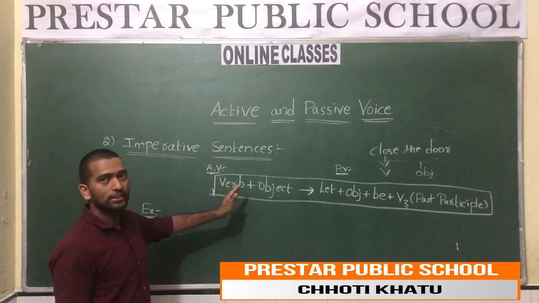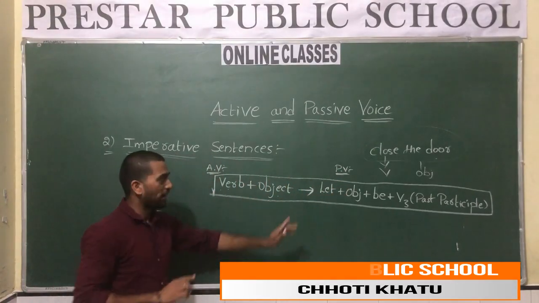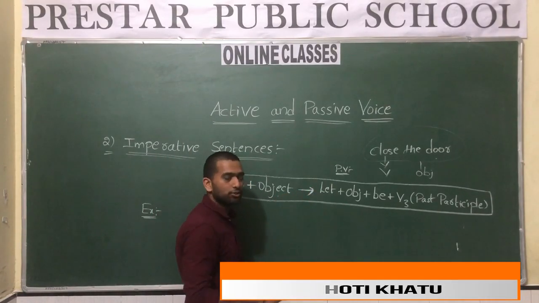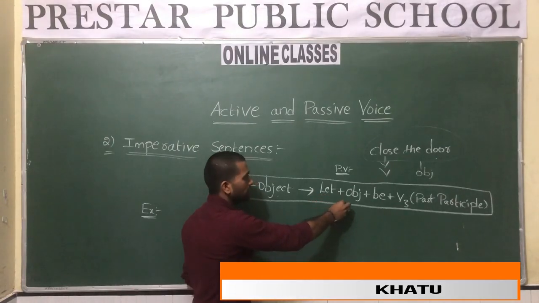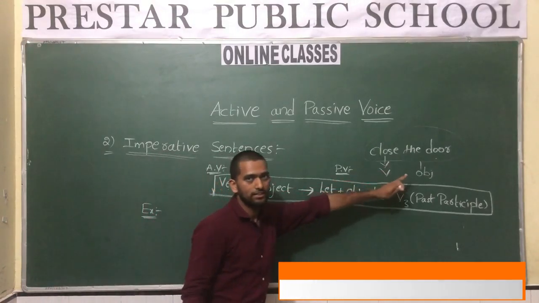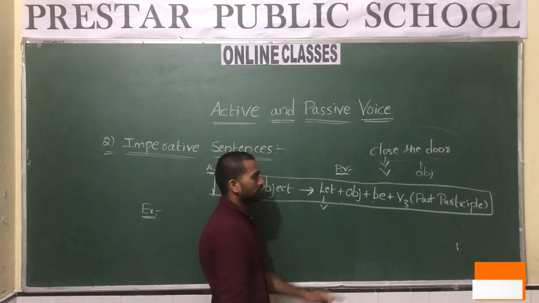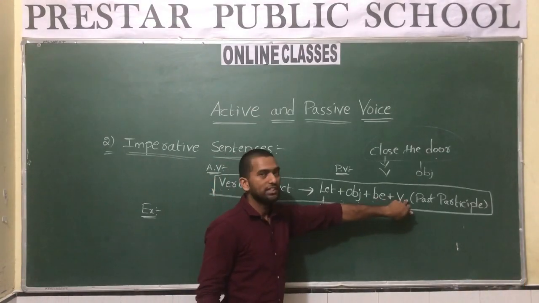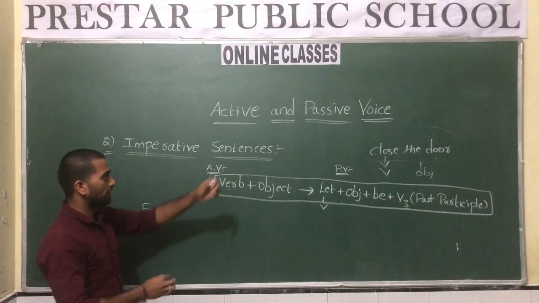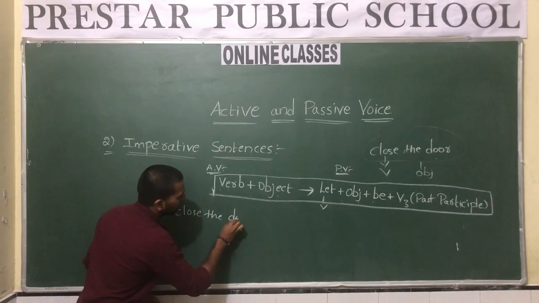In order to convert the imperative sentence into passive voice, it follows this pattern: while converting the sentence into passive voice, we must add let at the beginning for this type of sentence. Let plus object plus be plus the past participle form. So we will take the same example now. Close the door.